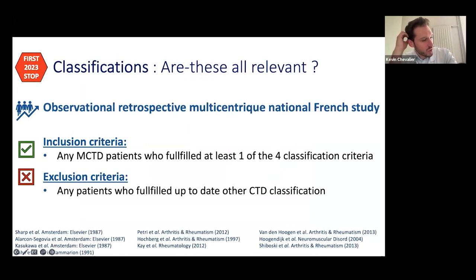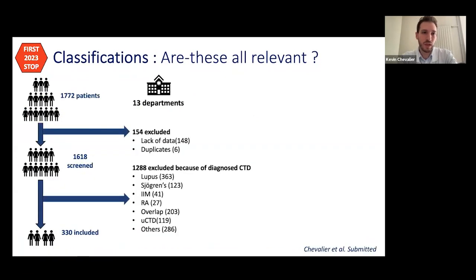To answer this question, and of course others, we have conducted an international retrospective multicentric national French study. Patients who fulfilled at least one of the 4 classification criteria for MCTD have been included, and patients who fulfilled at least one other connective tissue disease classification, such as lupus, systemic sclerosis, Sjogren's syndrome, have been excluded. Next slide, please.